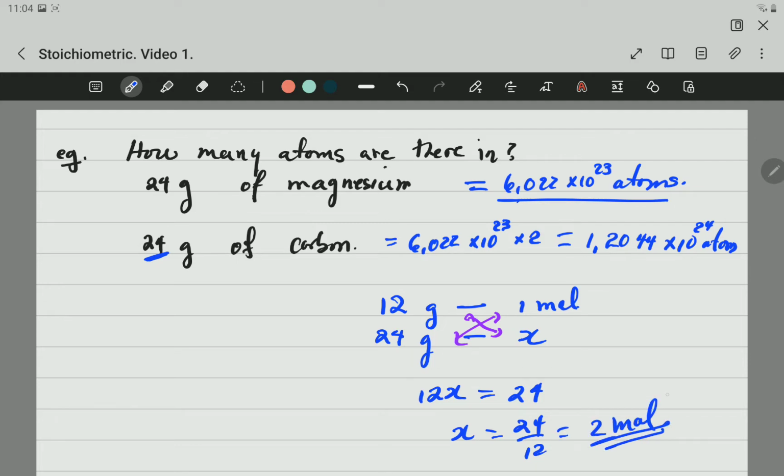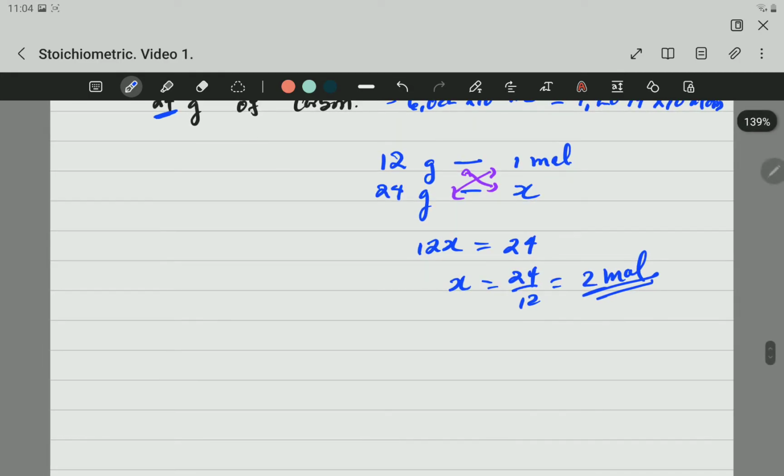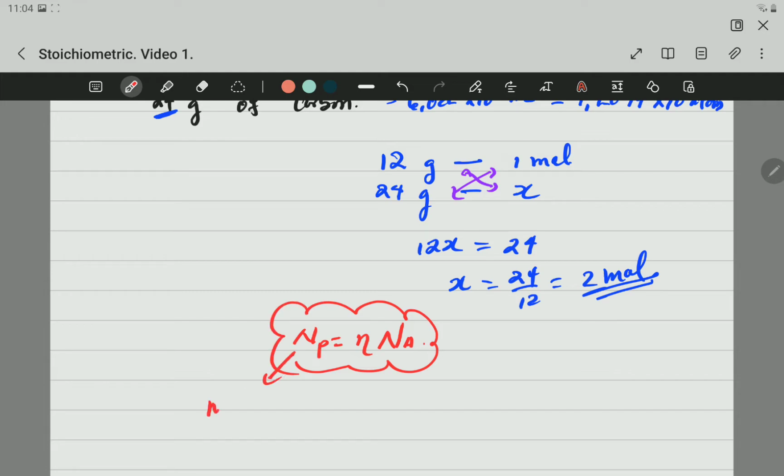And now you multiply the number of moles times the Avogadro's number, and that will give you the number of particles. We can say that the number of particles is equal to the number of moles multiplied by the Avogadro's number. This is something very important to remember. This is the number of particles, this is moles, and this is Avogadro's number.